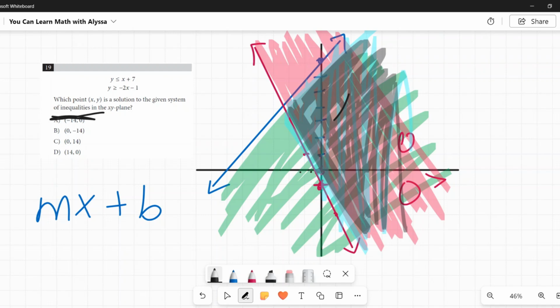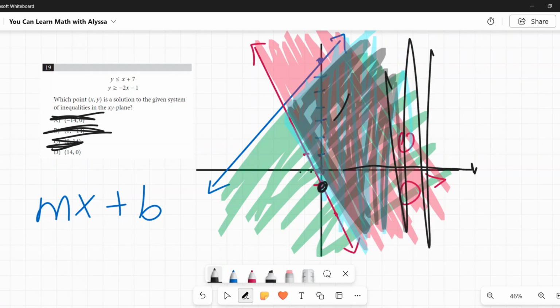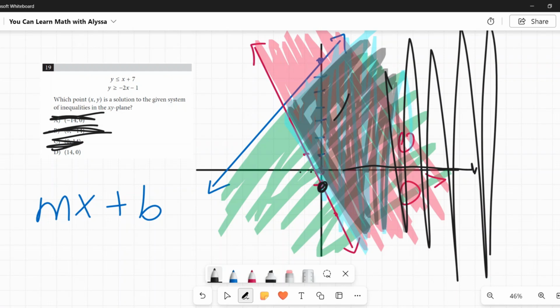So A is out. Then we have 0, -14. Nope, anything below -1 is out. I know that's where the y-intercept is. Nope, that one is out. Then I have 0, 14. That's going to be way up here. Nope, anything above 7 up here on the y-axis is out, because that's that y-intercept there. So that one is done. Then 14, 0, yes. Out here, as this expands and gets bigger and bigger, 14, 0 is definitely going to be in that shaded area.